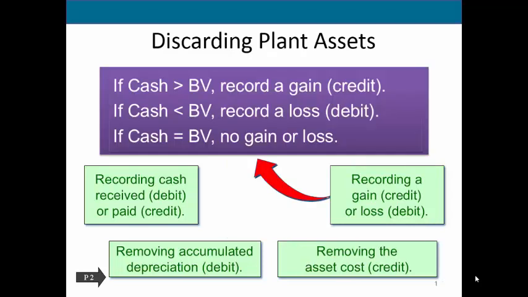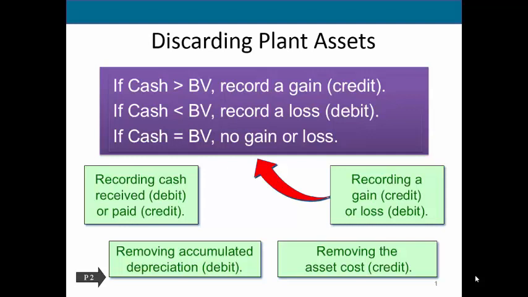So one of the things that I mentioned is that whenever we discard a plant asset, there's the possibility of having a gain or a loss. The way that you know if you get a gain or if you have a loss is you simply compare the value of what it is that you get to the value of what you are discarding. So here, if we're getting cash, if we get more cash than the book value of what it is we're getting rid of, that would be a gain because we are getting more value than what it is we're giving up. You record a gain as a credit.